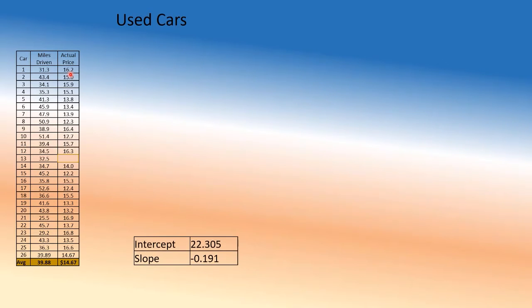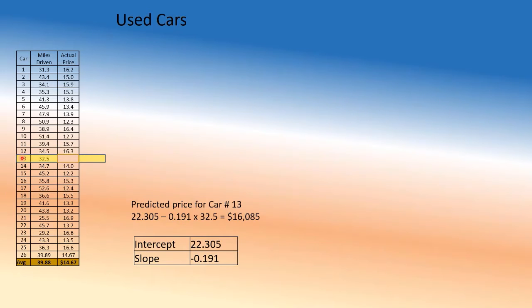Now we can use the Excel functions, intercept and slope, to find the intercept and the slope. Slope is negative 0.191. That basically means that for each mile you drive, the price goes down by about 19 cents. So now we are interested in this car. It has 32,500 miles driven. What price should we expect for this car? What's our expected price? 16,085 for car number 13.